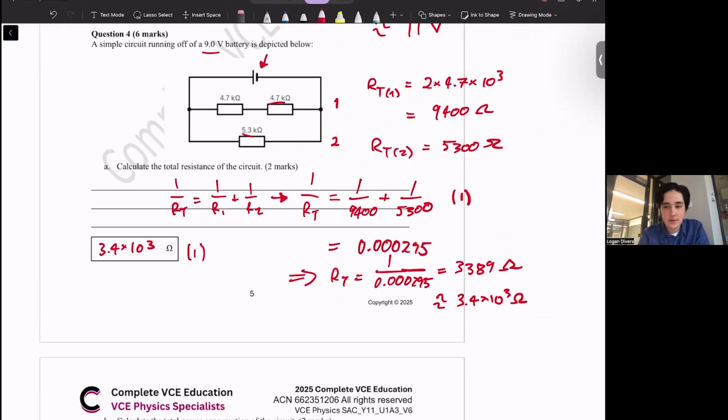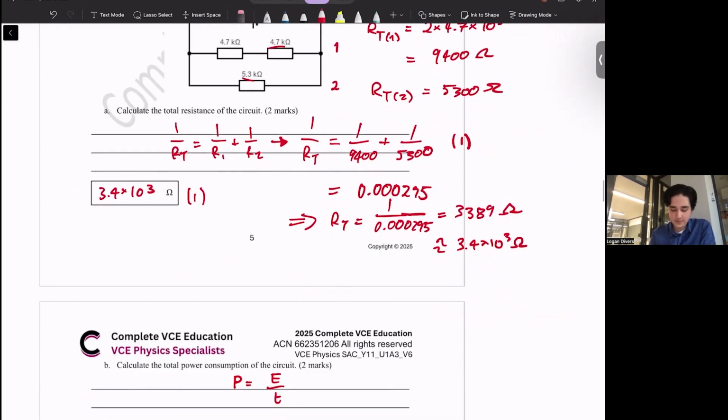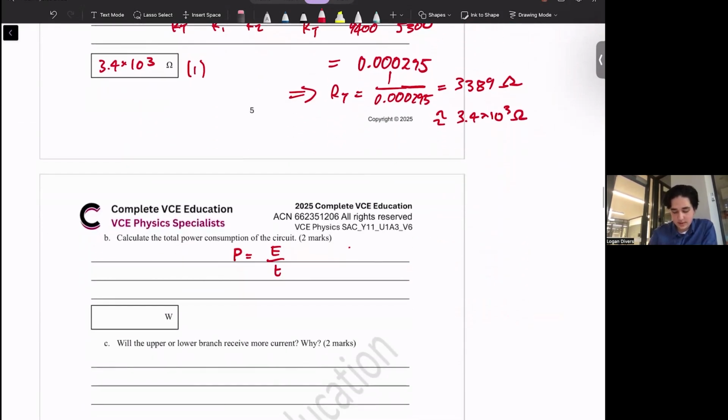There is, however, another way to work out power, but we first actually have to work out the current. So we already know what the total resistance of this whole circuit is. It's 3,400 ohms. So we'll put this here, actually. And we want to use this one from the previous question, because we already have the value.